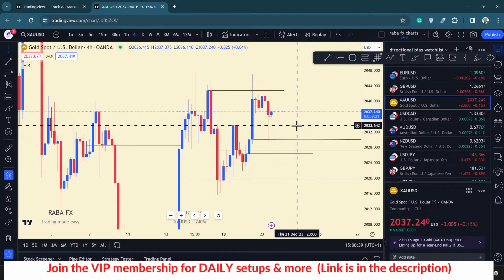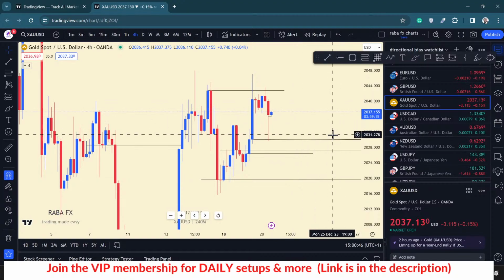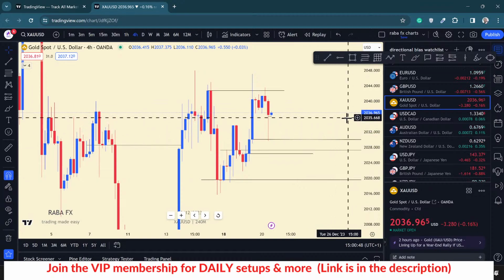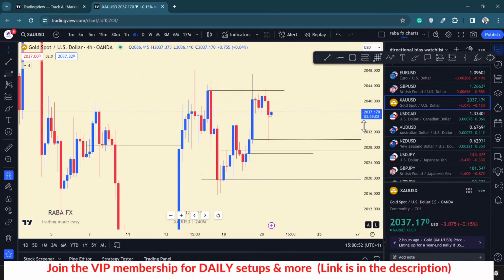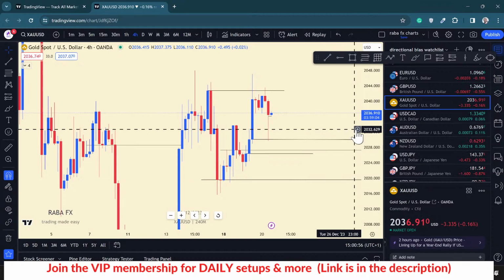We'll be doing a kind of live analysis, and then if there's any setup, we are going to take it. So from the title, you see this is simply directional bias plus setup will give you profit, okay, make you a profitable trader.